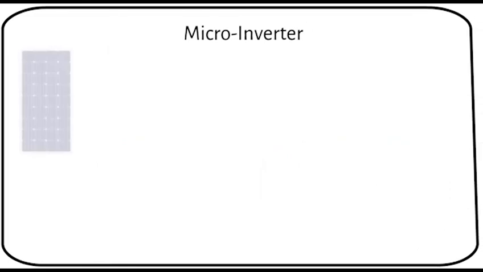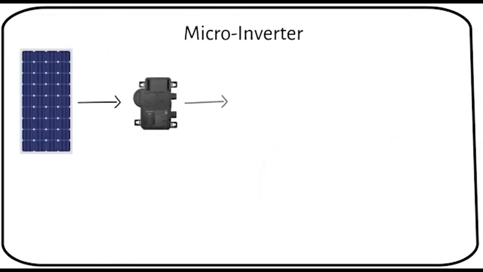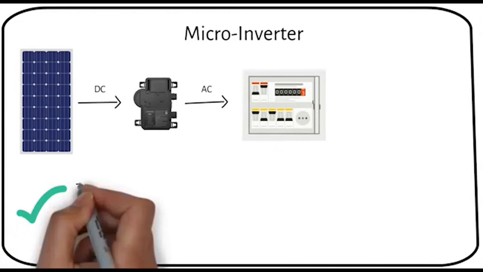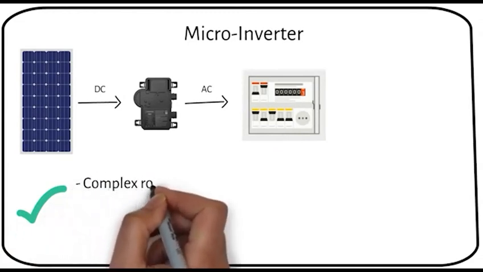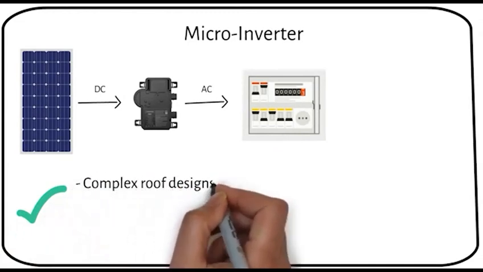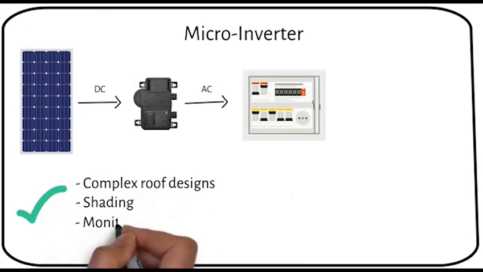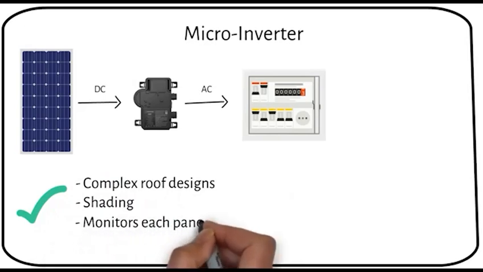A microinverter is a small device installed behind each solar panel that converts the direct current produced by the solar panel into alternating current that can be used in your home. These devices are used in residential settings, especially in homes with complex roof designs or areas affected by shading. With microinverters, only the performance of the shaded panel decreases, without impacting the entire system output. Additionally, they offer the advantage of monitoring each panel individually, providing detailed insights into the performance of your solar installation.